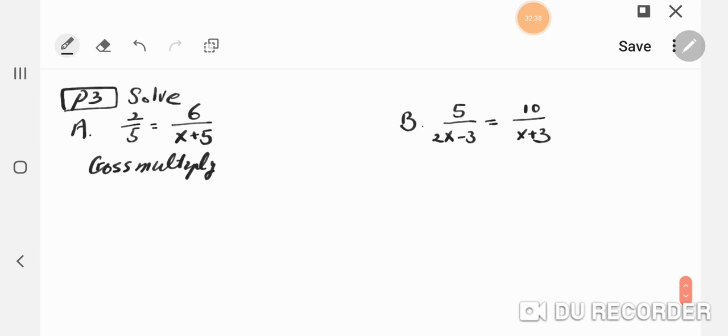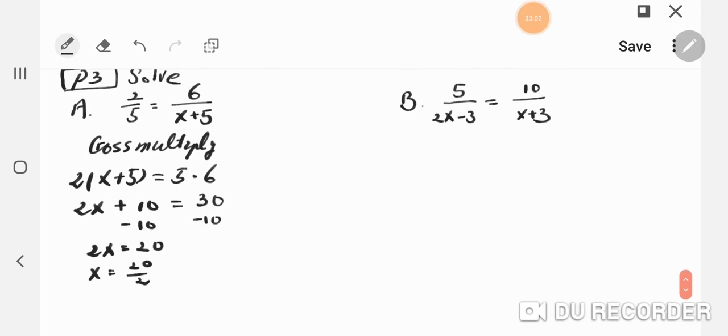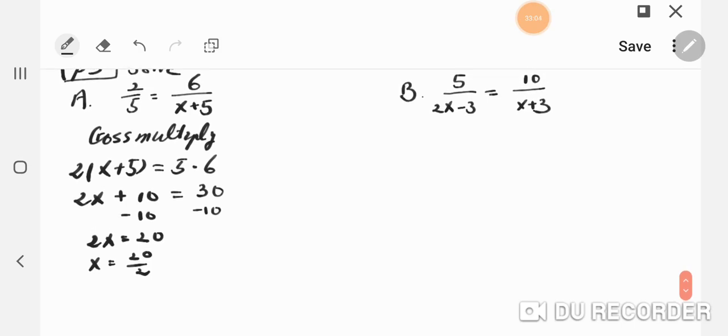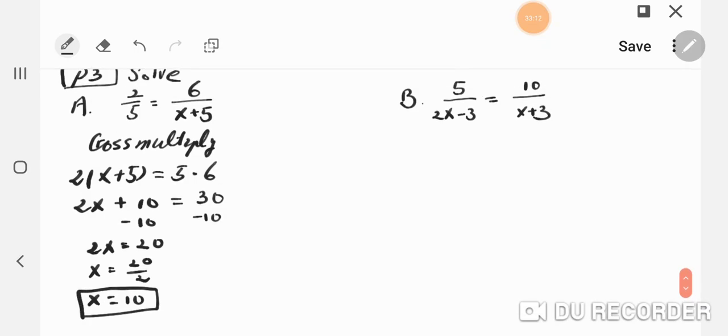Cross multiply. Then 2 times x plus 5 is equal to 5 times 6. Then 2x plus 10 equals 30. Then minus 10 each side. So 2x is equal to 20. And divide each side by 2. So x equals what? 10. So the value of x is 10. And 10 is okay. It does not make the denominator 0.